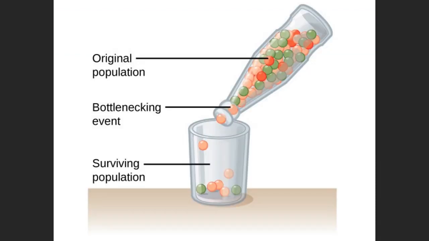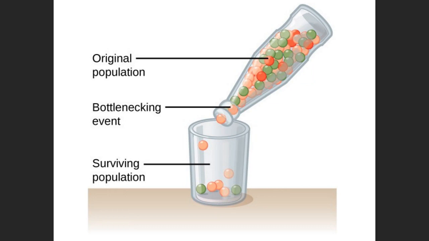So here we've got a picture of a true bottle with a bottleneck. In the original population, you can see we've got green marbles and red marbles and kind of peachy orange marbles. But there's this bottleneck event, and in the surviving population that comes through, we've lost red, and it looks like we have a smaller frequency of green than we did in the original. So we've changed our allele frequencies, which is evolution.